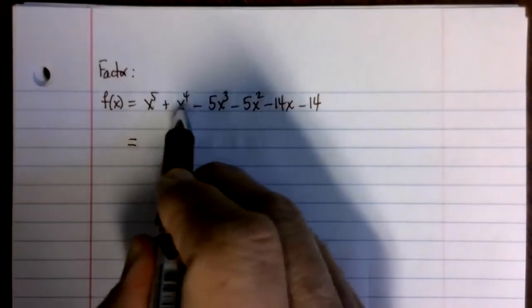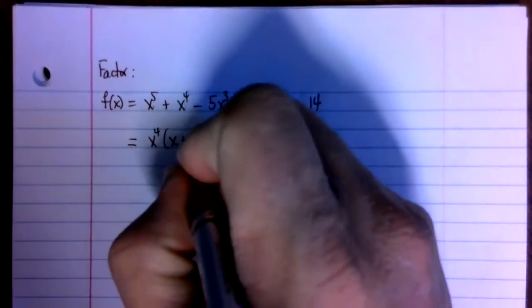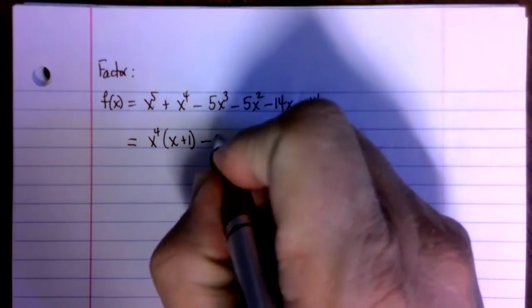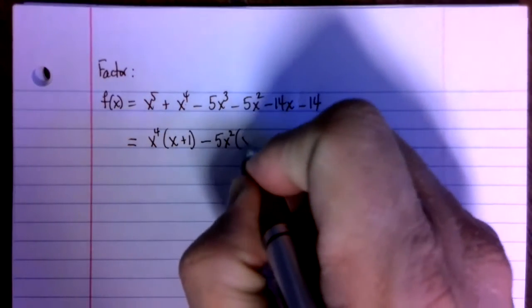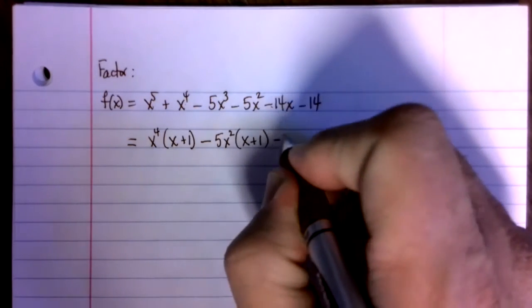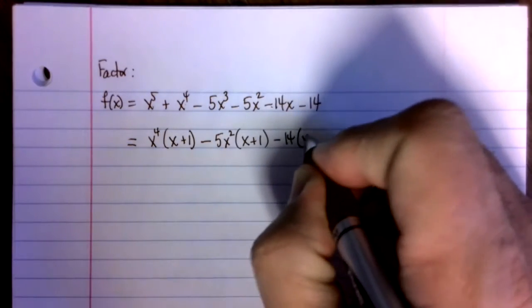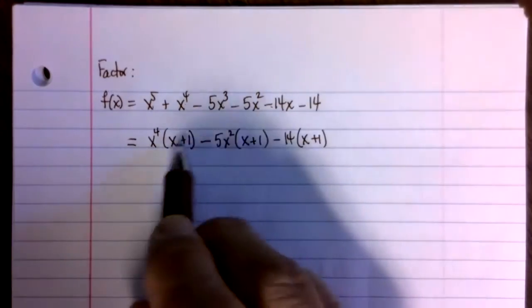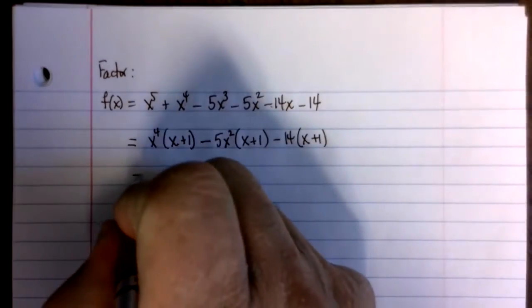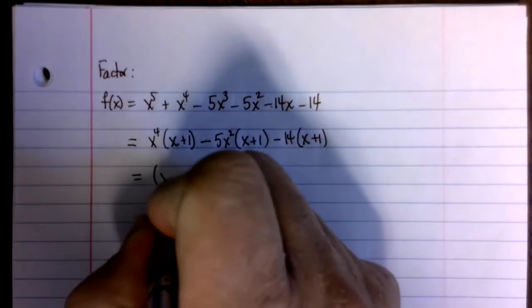So let's take a look at the first two terms. I can factor out x to the fourth out of the first two terms. Then on the next two terms, I can factor out negative 5x squared, leaving me another x plus 1. And then on the last two terms, I can factor out 14, leaving me another x plus 1. If I were to multiply this out, I would get the top line. I see that x plus 1 is common to all three, so I can factor that out.